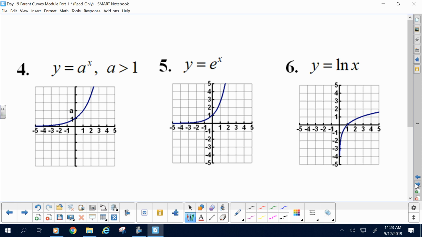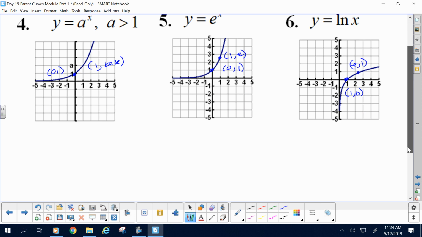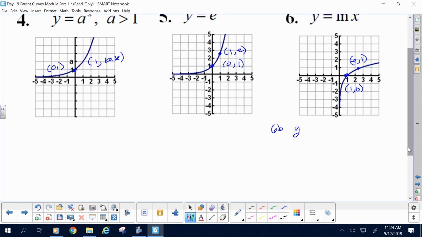What about on a to the x? There's 2: 0, 1, and 1, a, or 1, base, if you like. The base is a, obviously. Y equals e to the x: 0, 1, and 1, e. Natural log of x: 1, 0, and e, 1. Let's call it 6b. Y equals log base a of x. What's the shape?